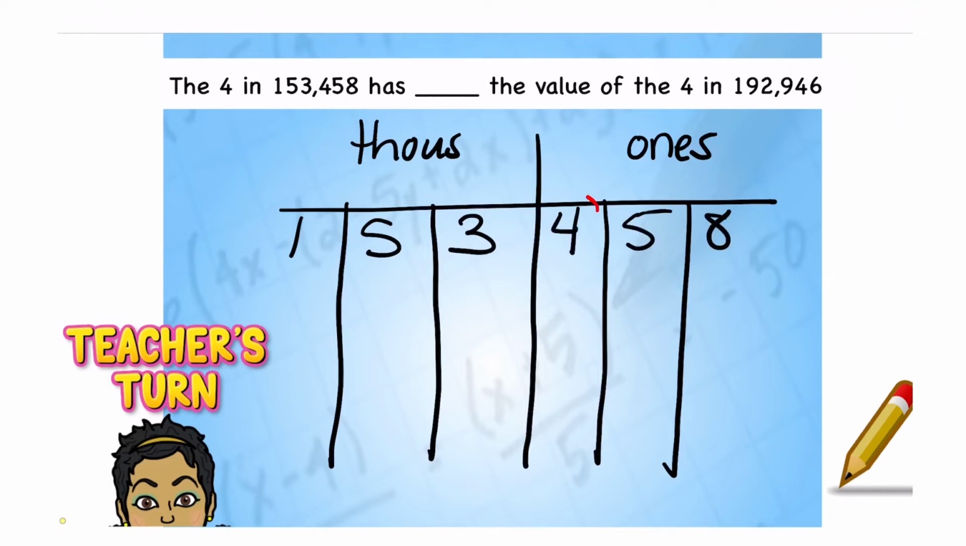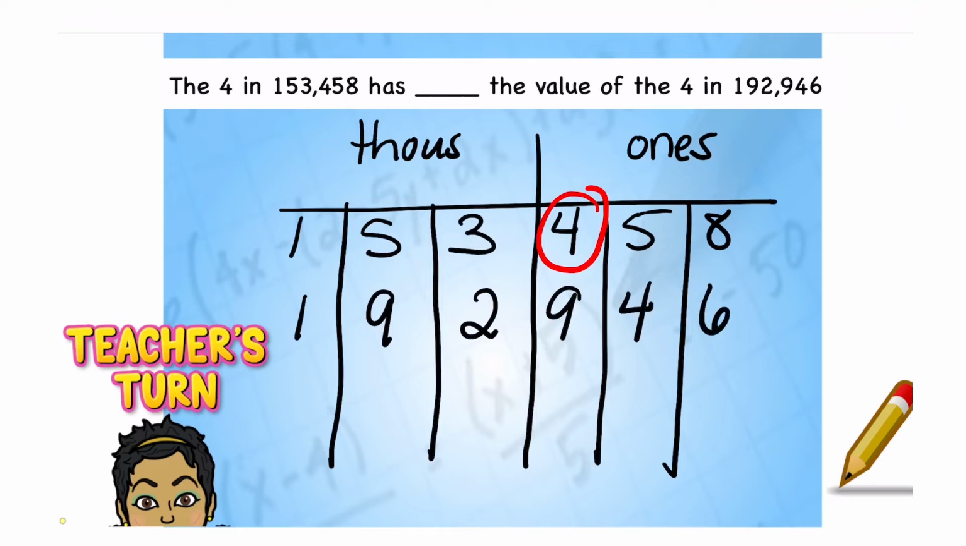458. So let's circle that 4. And I'm trying to figure out the 4 in 192,946. So here's my second 4. So these are the two that I'm comparing. And I'm going to just think about the digits between them. So if I want to go from here to here, how much more?